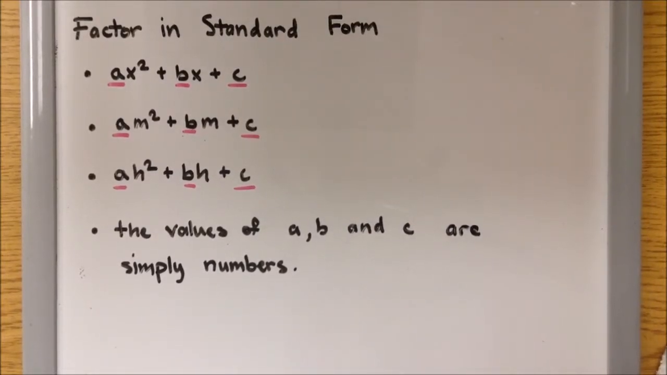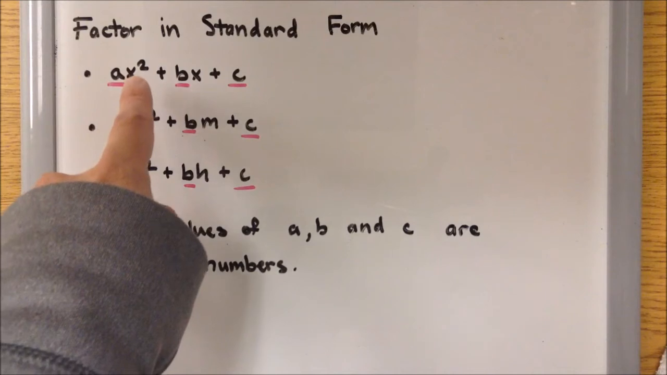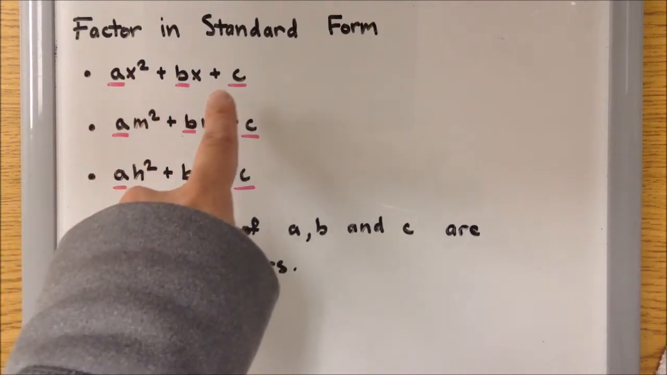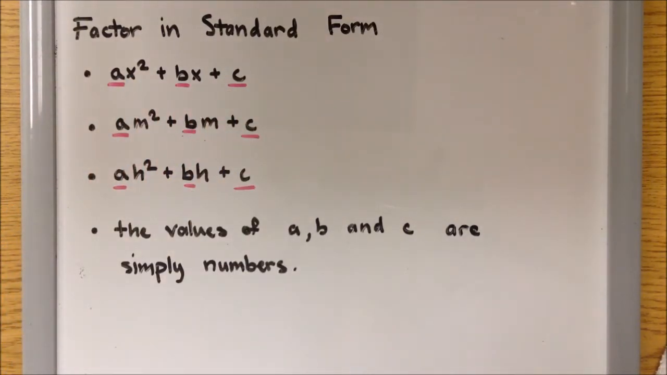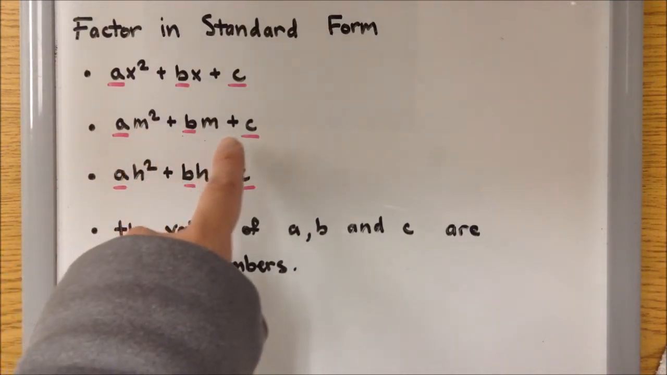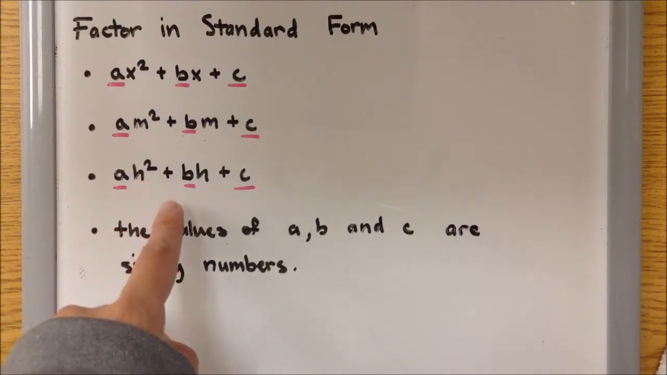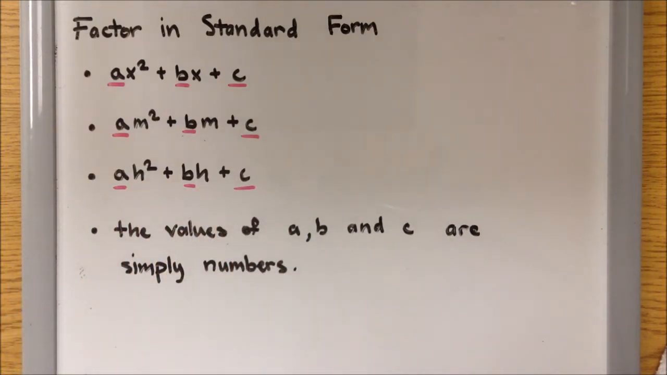Here we're going to cover factoring in standard form. What I mean by standard form is typically known as ax squared plus bx plus c. There were other cases where other variables were used. Another example would be am squared plus bm plus c, or h squared plus bh plus c.